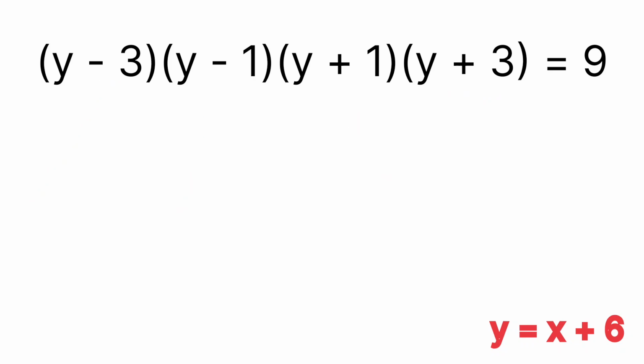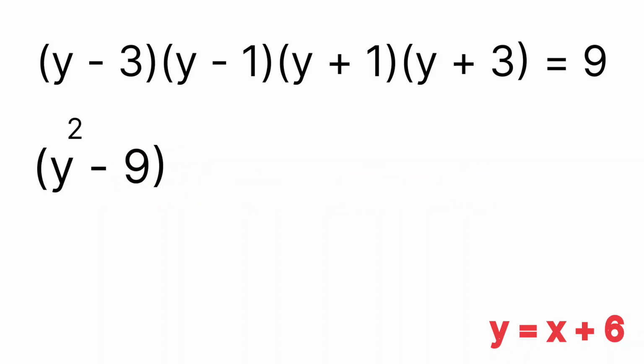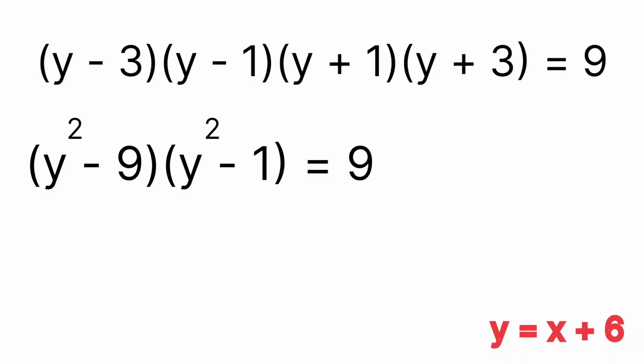Remember this formula? a squared minus b squared equals (a minus b)(a plus b). So now, we can rewrite the brackets as y squared minus 3 squared and y squared minus 1 squared. And the equation simplifies nicely.